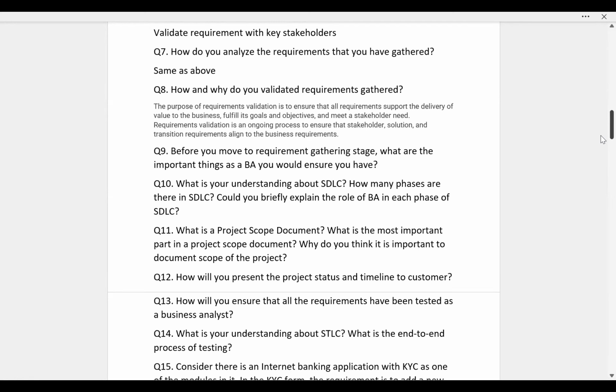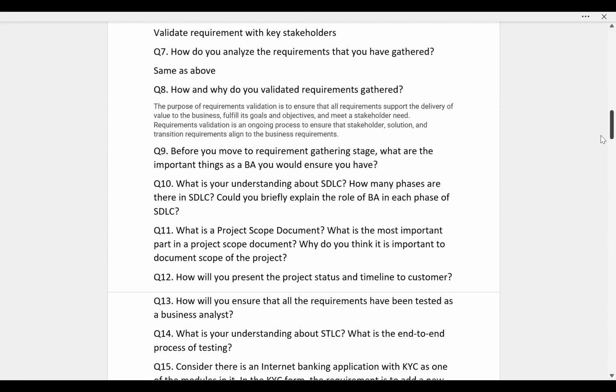Number 9, before you move to requirement gathering stage, what are the important things as a BA you would ensure you have? Just now I answered in the previous questions. You should have your scope finalized and you should have all the information about the key stakeholders. Those are the two things that you should have before you move to requirement gathering stage. So that's the engagement level, stakeholder matrix, and the communication plan. Yes, that's fine.